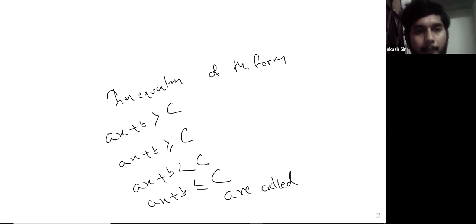Child, did you write? Yes, sir. Okay, everybody wrote it down? Yes, sir. Gautam? Okay. Now write linear inequations in two variables.